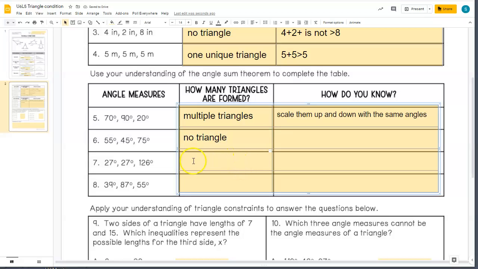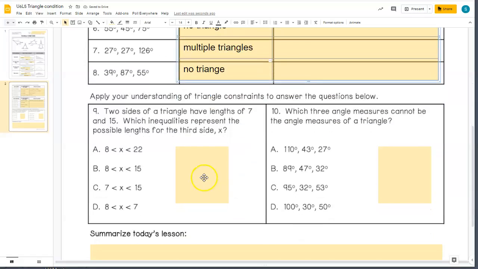Alright, this one, let's see, 14, so that's 54. 54 plus 126, that is 180, so that's multiple triangles. And it's by the same logic as before. We can scale them up and scale them down. This last one does not add up to 180, so it's no triangle.